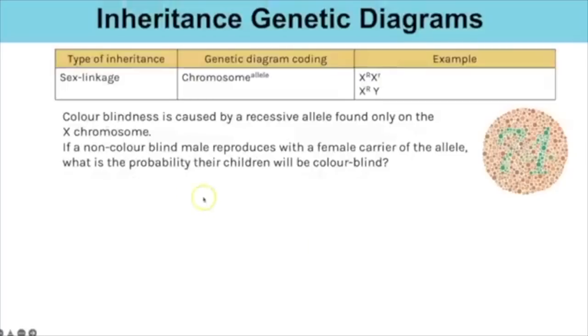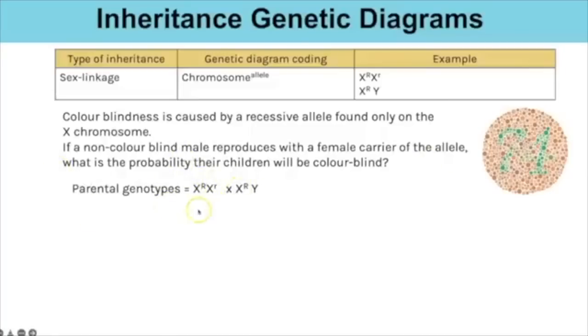So now our example of sex linkage, it's looking at colour blindness, which again you don't need to know, it's an application of your knowledge, and you're told that colour blindness is caused by a recessive allele found only on the X chromosome. If a non-colourblind male reproduces with a female carrier of the allele, what is the probability their children will be blind?